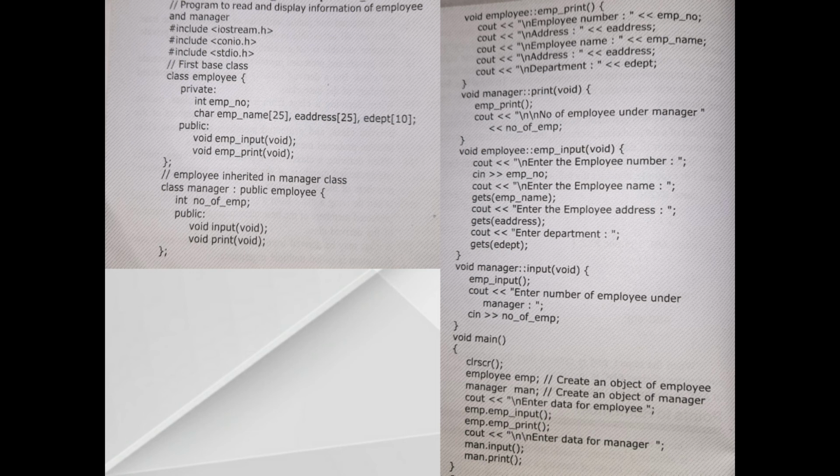Then again the control comes back to the main function and executes the next line statement, that is man.print, and there also you have the calling function under that, emp_print. Again that function body gets called, and it displays the employee number, employee address, employee name, and then control comes back to the function body, that is cout number of employees under manager. That way the function body gets called twice, and then the main function gets terminated.